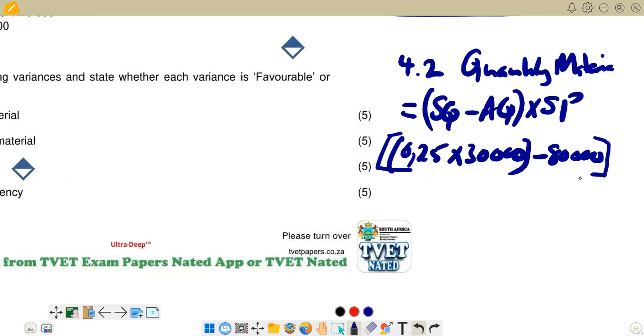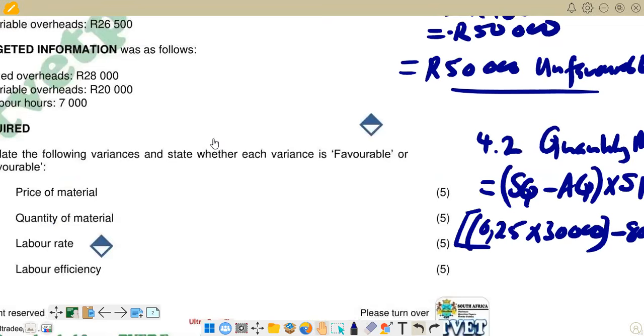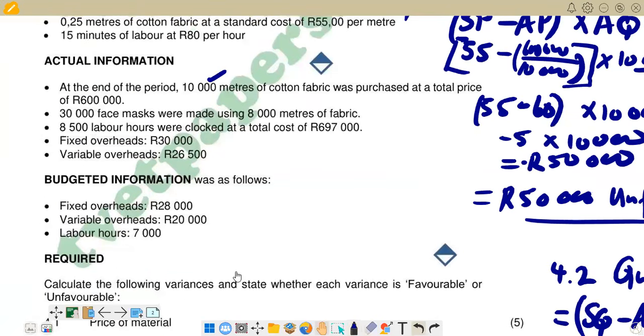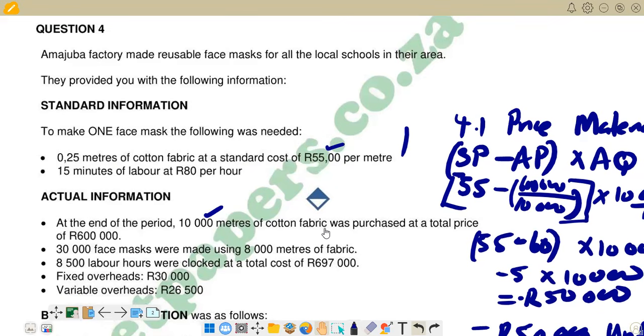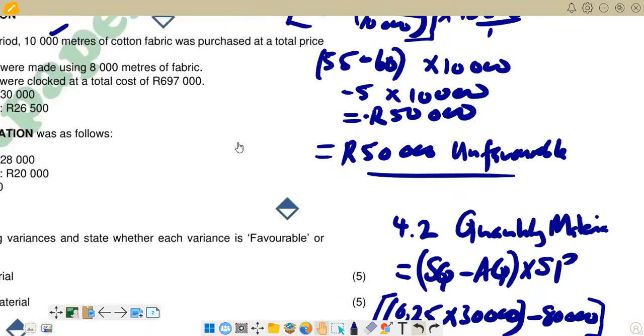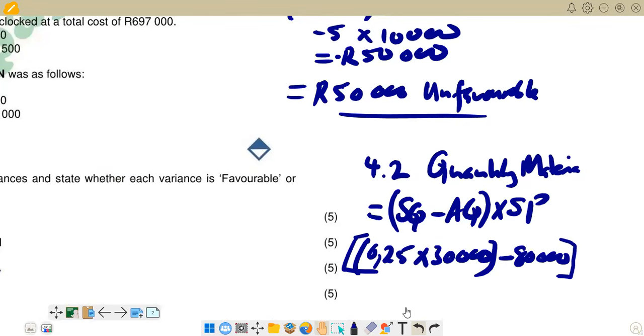So if you go back, we want to check the standard price. We go to the standard section again to check the standard price. Remember, that's the section for standard. You are seeing that the standard cost is 55. We are given it as 55 rands per meter. So this is going to be our standard price. So we multiply by 55. If you go down, we are going to put that figure for standard, which is 55. So we say times 55.